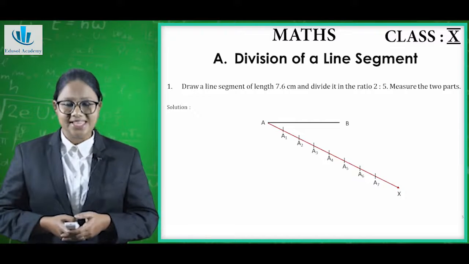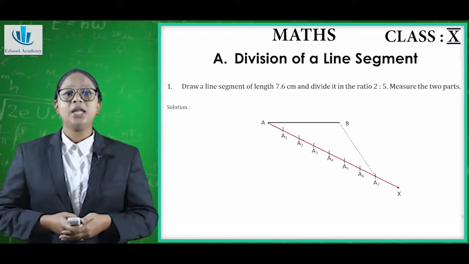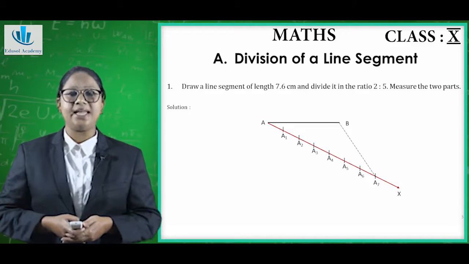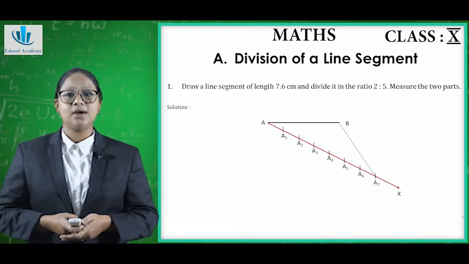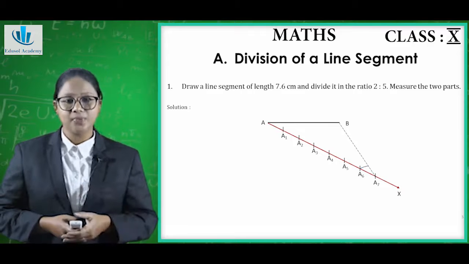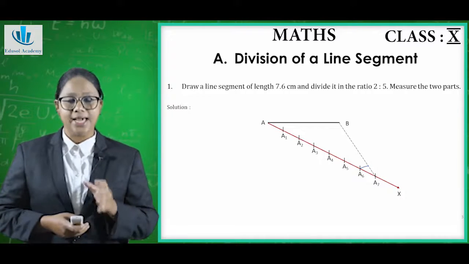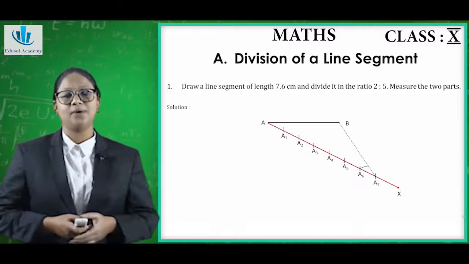Now from A7, that is the endmost division, join B, that is the end of our line segment. So join A7 and B. Now with A7 as center and A6A7 as radius, draw an arc which cuts the line that joins A7 and B, as you can see in the figure.